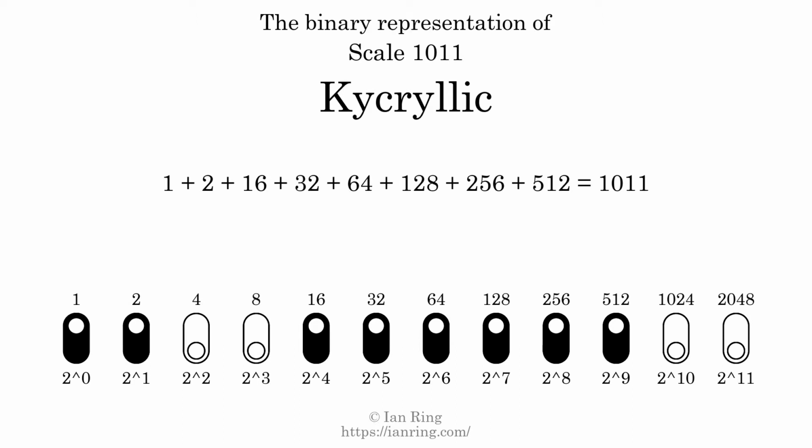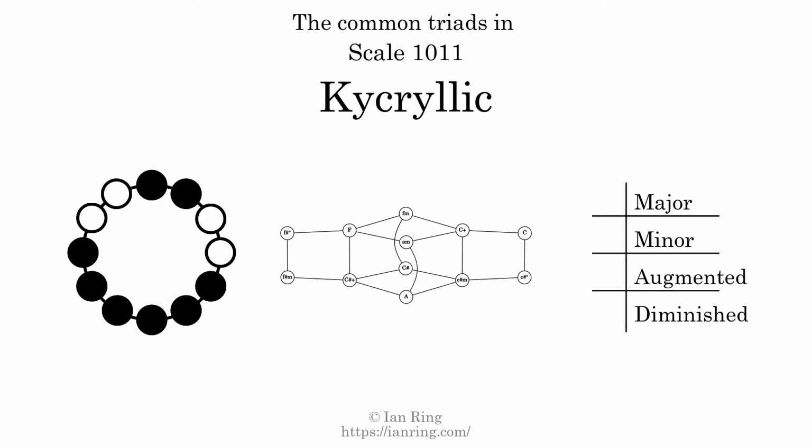The scale number not only enumerates the scale with a unique index, but it also literally describes the tonal content of the scale. Represented as a binary number in base 2, the scale number is 001111110011. Here are the common triads present in this scale. The diagram in the center is a graph of parsimonious voice leading between triads.